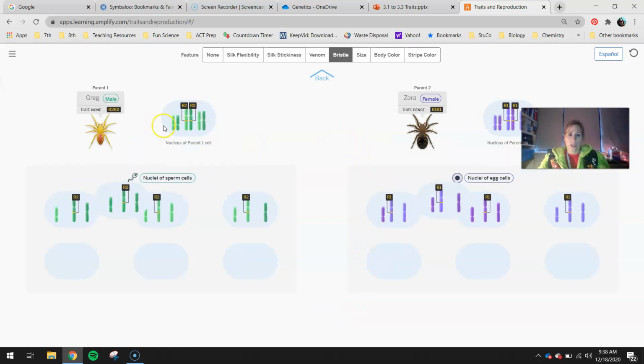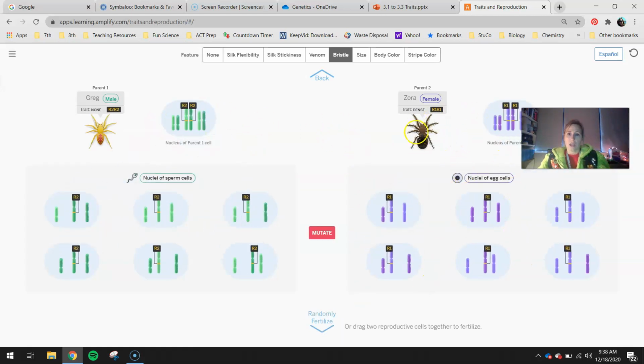Okay, so here are the different combinations that Zora could pass down. So these are her eggs. She could pass down this gene, this gene, this gene. If she's R1, really the only option she has to pass down is R1. Versus Greg here has the genotype R2, so he could either pass down an R2 or an R2. So you can see all of Greg's sperm down here all have the genotype R2.